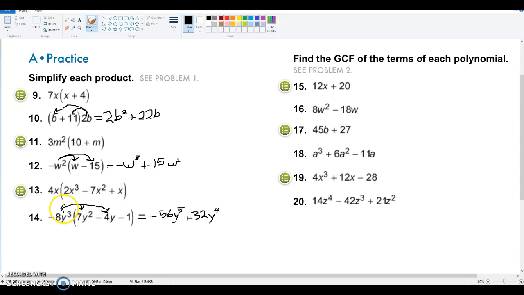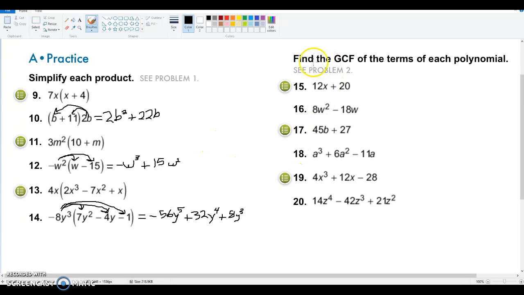Then we have negative 8y cubed times a negative 1. Negative times negative is positive. And 1 times 8y cubed is just 8y cubed. Okay?